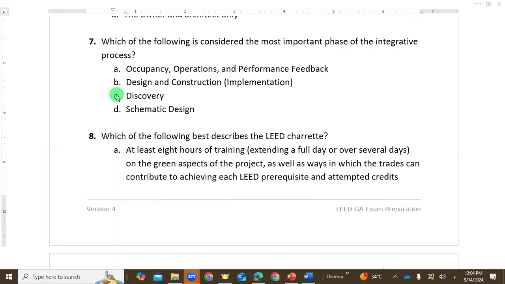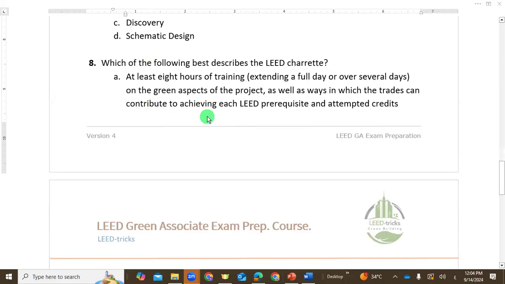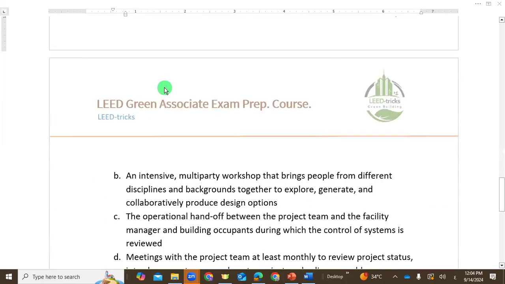Okay? You can always think about C and B, but I can see the discovery phase is the most important, because it is the phase where you take decisions, where you give directions. The owner will say one word, I need LEED Platinum, and he will let the project team work for 3 years to achieve the LEED Platinum. Why? These are the targets, the goals. Okay? So remember that. Number 8.